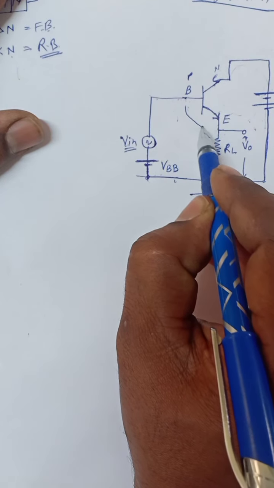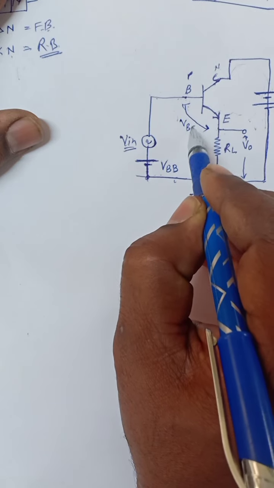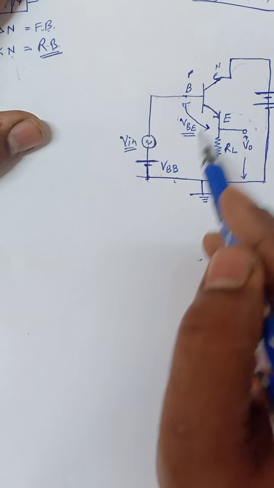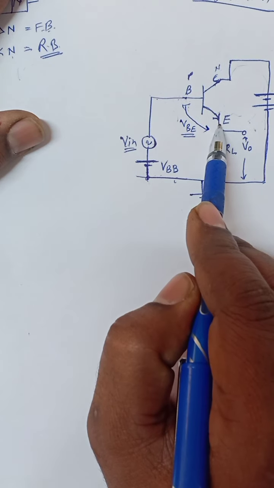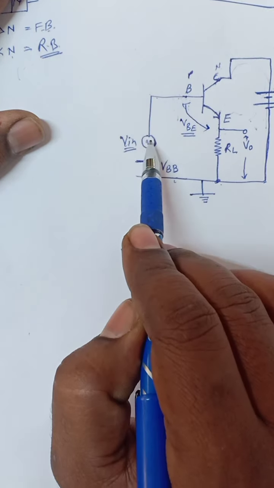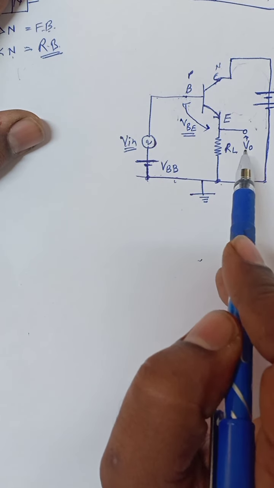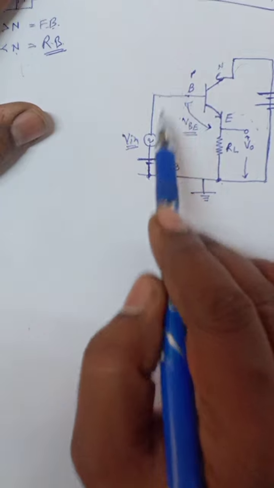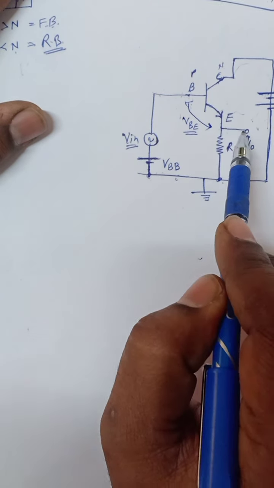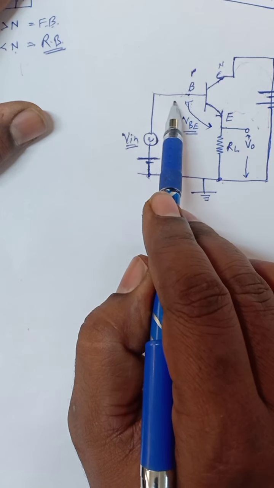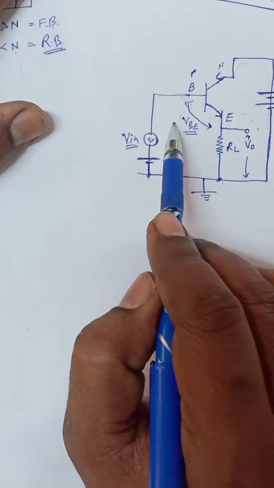Okay, so this base to emitter voltage is the difference between the base voltage and the emitter voltage. Base voltage is the input voltage and emitter voltage is the output voltage. So between base and emitter there is a difference, that is VBE.